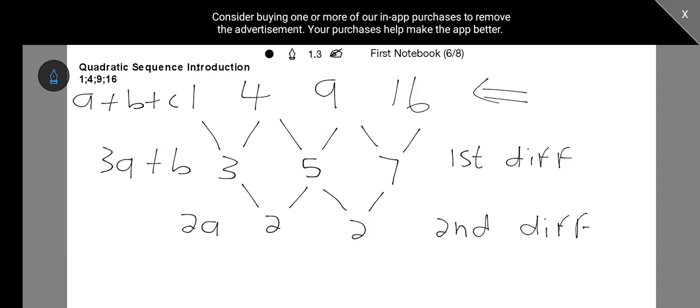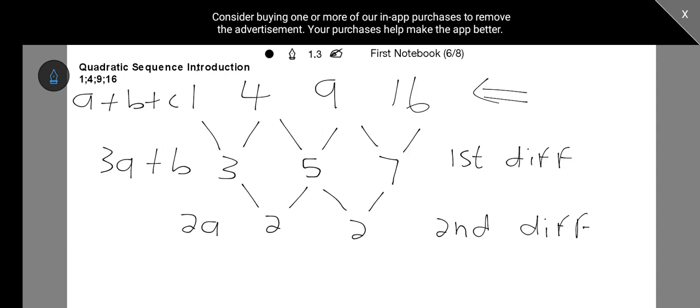This means that the given sequence in this case is 1, 4, 9, 16. So a plus b plus c is equal to 1. This is the first term in the sequence that is given. 3a plus b is equal to the first term of the first differences, which means 3a plus b is equal to 3. 2a is equal to the second difference.